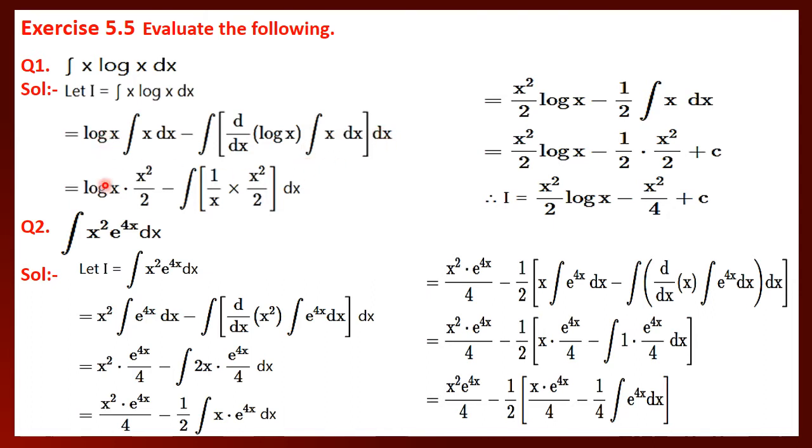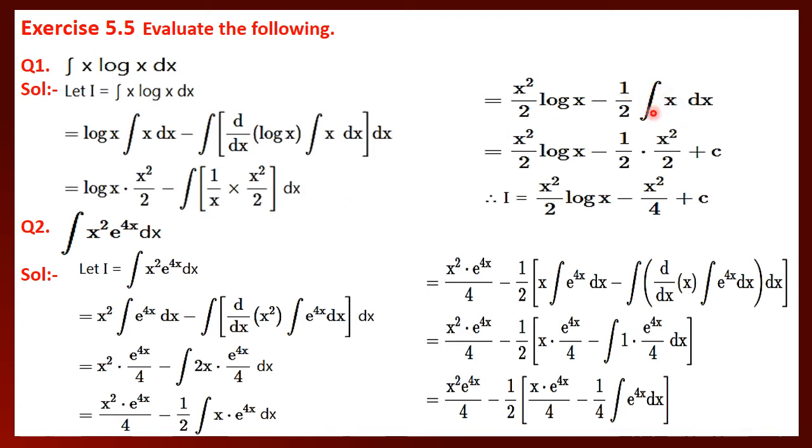Now log x into integral of x is x square upon 2, minus integral of derivative of log x, which is 1 by x, into integral of x, again x square upon 2, dx. Now x square log x upon 2 minus half into, here 1 upon 2 is constant so it is taken out, and integral x dx. x will be cancelled from numerator and denominator, only a single x remains, so integral x dx.